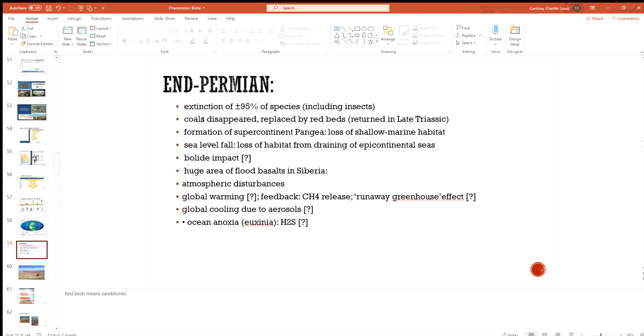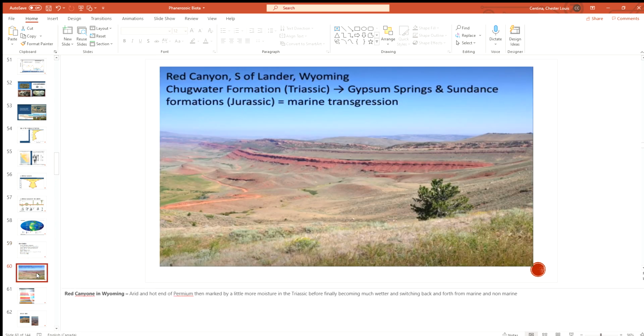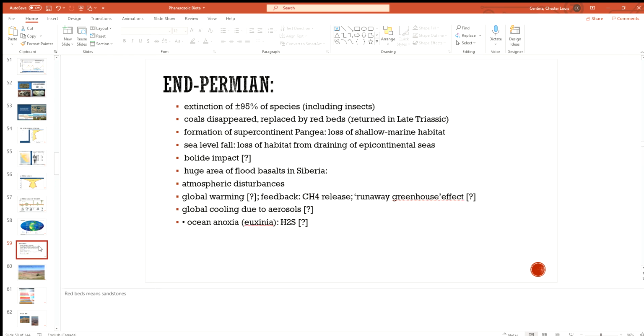End of Permian. All right. So just try to know what caused the end of the Permian. It's all right here. Just try to know the cause. Oh yes, and the red beds mean sandstone. Just in case he asks, "What's the red bed?" It's a sandstone right here, the red beds, the rocks.